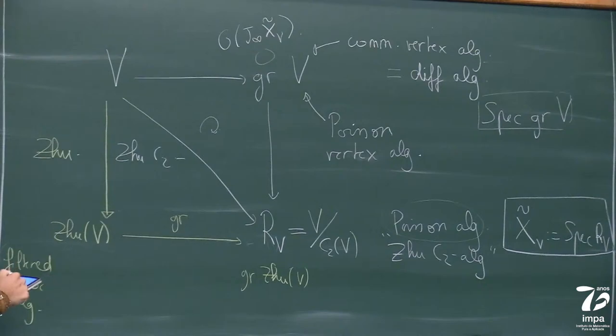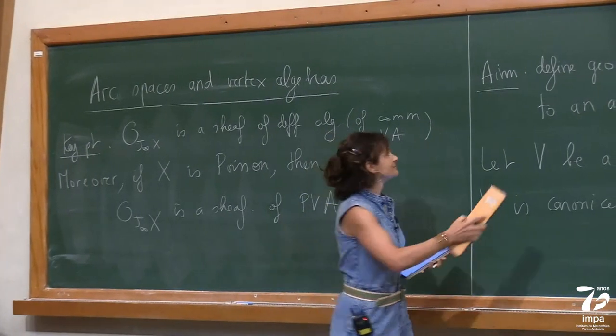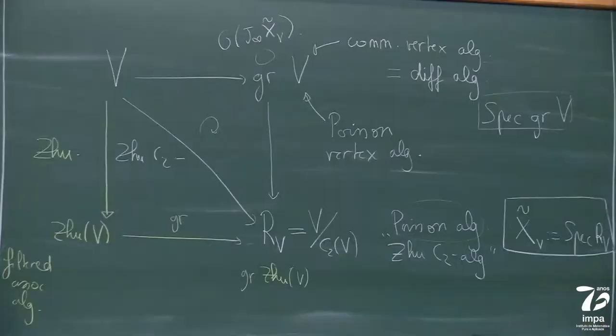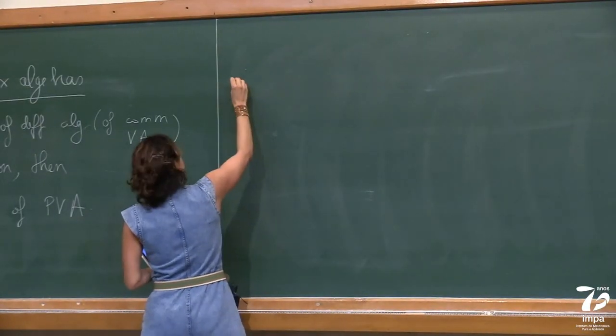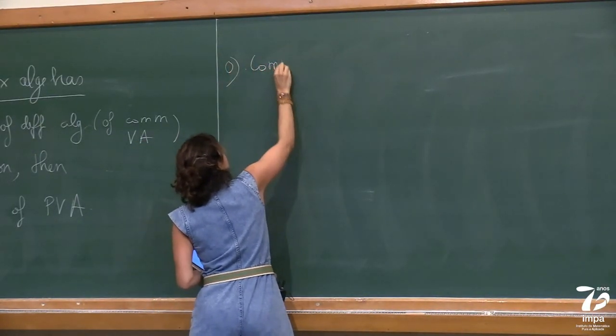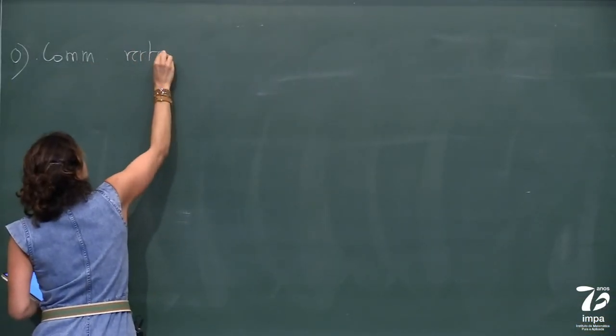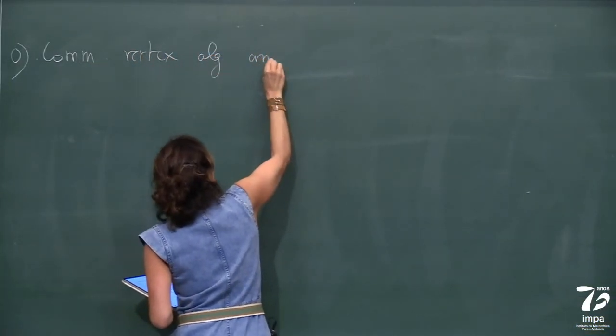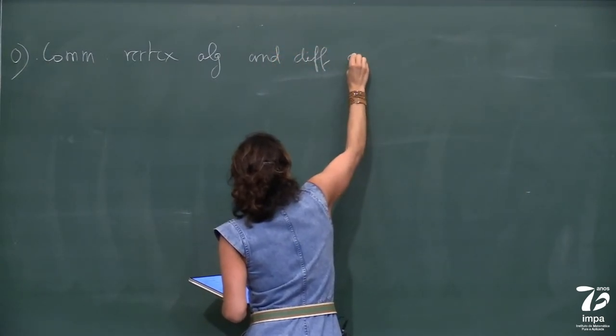Okay, so let me start the first part about this. So I will start by commutative vertex algebras. So I would like to briefly explain this correspondence. Any question for this? Okay, so part zero is about commutative vertex algebras and differential algebras.